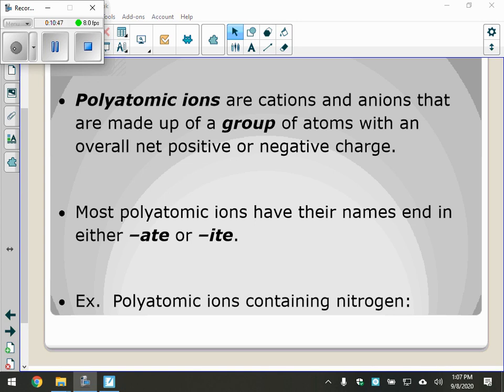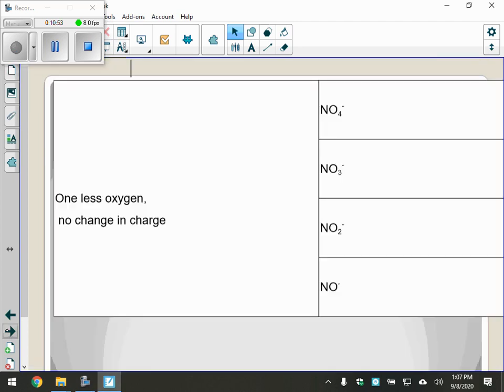All right. Most of them end in ate or ite, but there are some exceptions. Well, not a few exceptions, I guess, but we need to be able to fill in all these things here. So right now, in your notes, I want you to copy down those 4, and notice it's NO4 with a 1 minus charge, NO3 with a 1 minus charge, NO2 1 minus, and NO 1 minus.